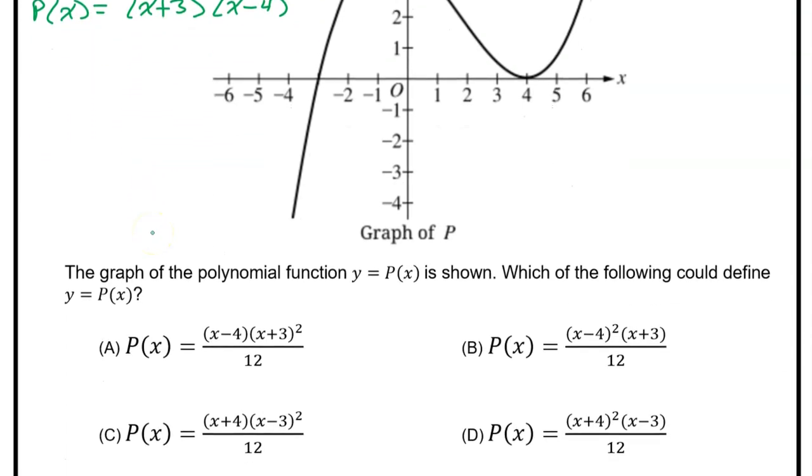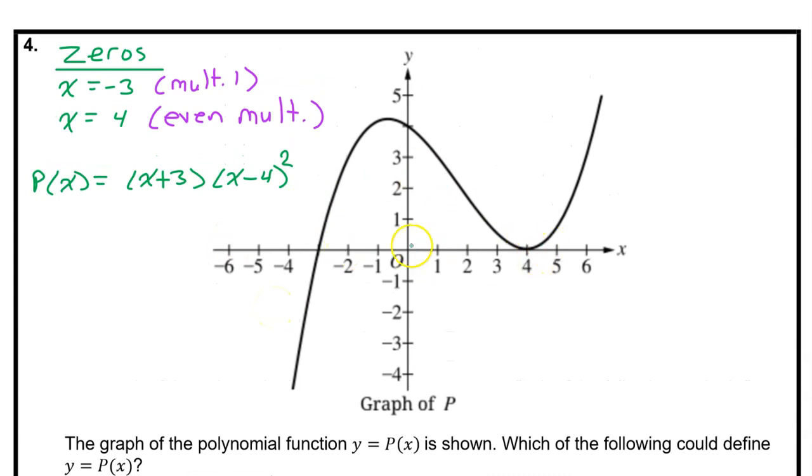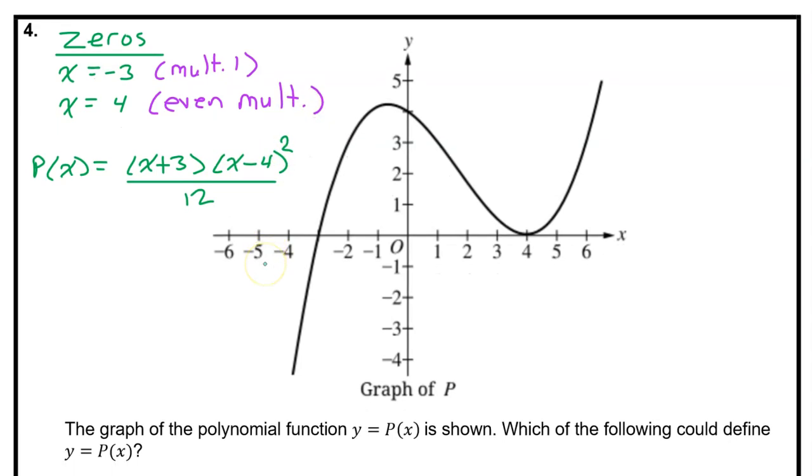I'm noticing that all of my answers have 12s in the denominator, which doesn't change anything in terms of these values. All it does is make the graph shorter. And they all have 12, so we can almost ignore it. I'll just go ahead and put a 12 down here. So I'm looking for something like this. The only difference is this exponent on the x minus 4 could be a 4 or 6. So let's see what we've got.